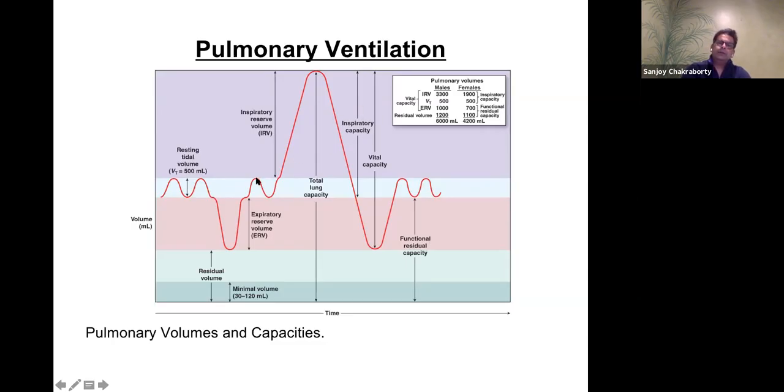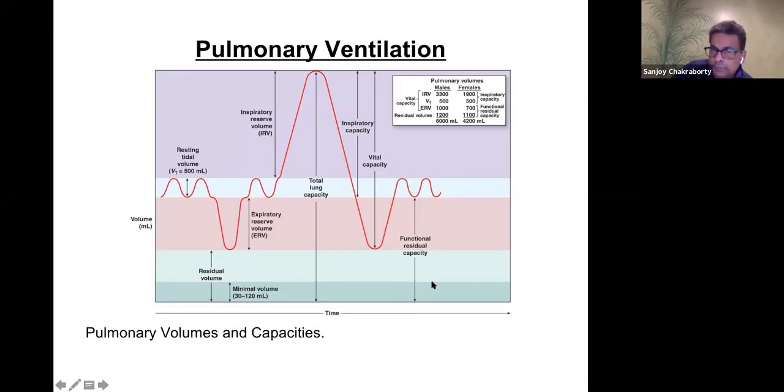Same thing, you have the ability to breathe out that much, but if you want, you can breathe out an additional amount. This additional amount is called expiratory reserve volume. And this portion that stays in your lung is called residual volume. Together, the expiratory reserve volume and residual volume we call functional residual capacity or functional residual volume.